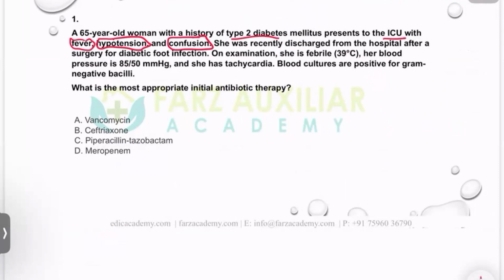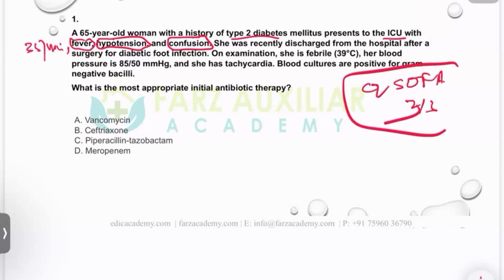So what do you think? Quick SOFA is almost positive. 2 out of 3 is mentioned, but tachypnea is not mentioned. I'll add it for you. She is breathing fast at 35 per minute. So all 3 are positive now. So what does this patient have? Quick SOFA 3/3. What is the leading differential diagnosis?